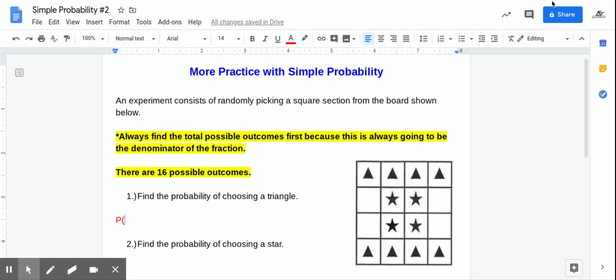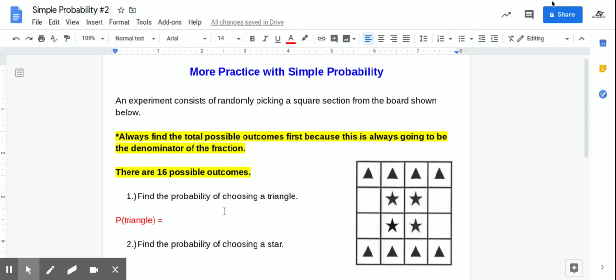So here we're just finding the probability of choosing a triangle. I'm going to be super lazy and just write the word triangle. Close that set of parentheses and then draw an equal sign. That's it. And guys, if you don't do that, I'm not going to take off any points. It's just basic notation. I'm more concerned with, is your fraction going to be correct? All right, so probability of choosing a triangle.